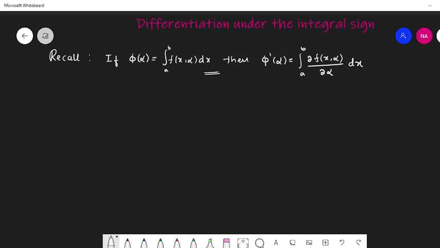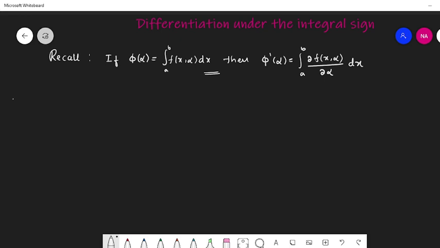So recalling the Leibniz rule statement, we have: if phi of alpha equals integral a to b f of x comma alpha dx, then phi dash of alpha equals integral a to b partial derivative of f with respect to alpha dx. This is what Leibniz rule says. So using this concept we are going to solve problems.